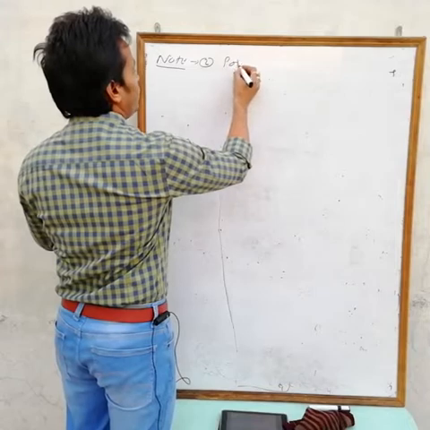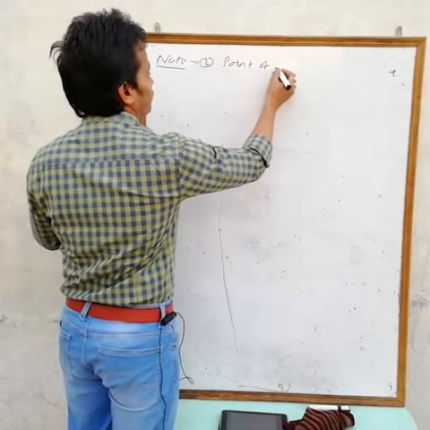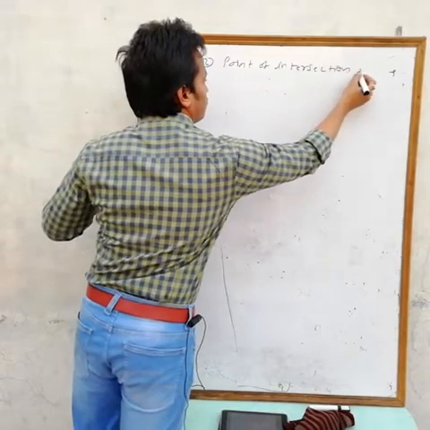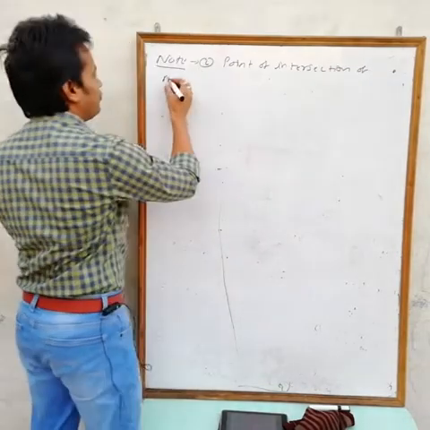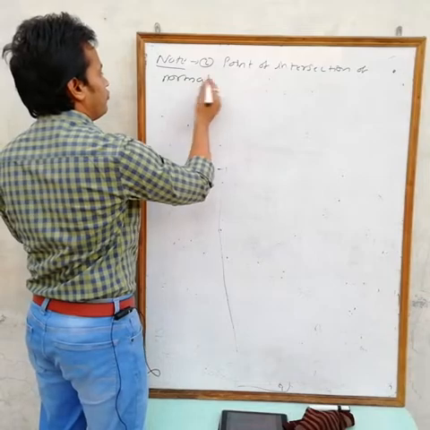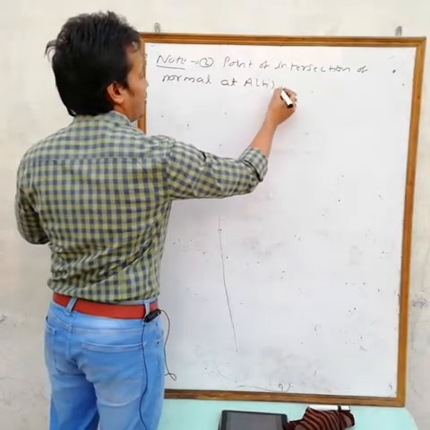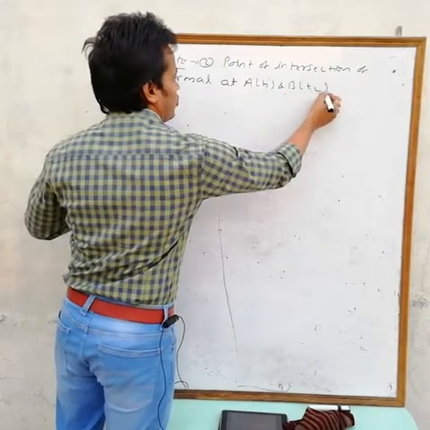Point of intersection of normal at T1 and T2. Okay.